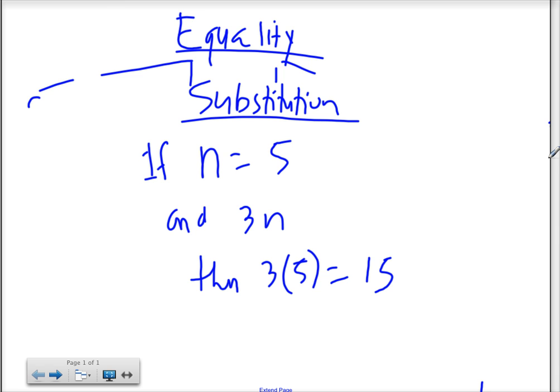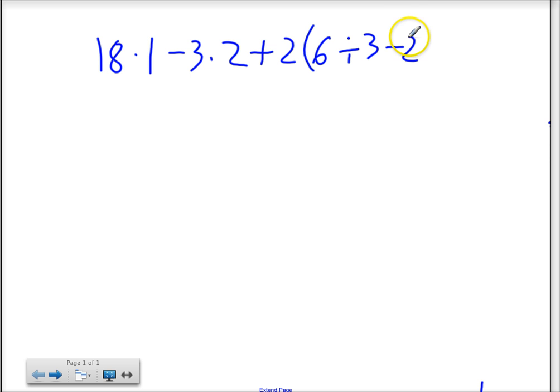Okay, so I want to wrap our lesson up with one problem I want to work on with you right now. This problem requires you to list out every single step that's required to get the problem done. For example, I have 18 times (1 minus 3 times 2 plus 2 times 6 divided by 3 minus 2). So here's the problem. What's the first thing you want to do here? Parentheses. Very good. So I go straight into here, and I realize I have division and multiplication.